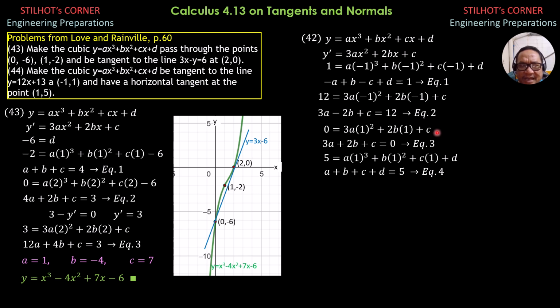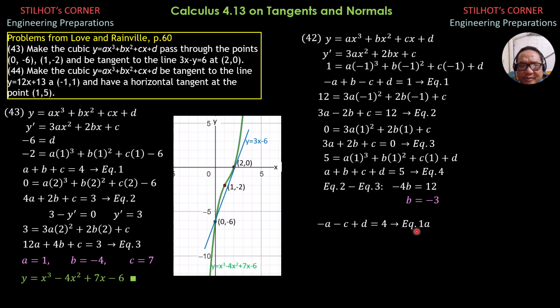Next, we can solve for b if we subtract equation 3 from equation 2. That is, equation 2 minus equation 3 will have negative 4b equals 12 minus 0, so 12. So that means b is negative 3. Having found b is negative 3, let's substitute it into equation 1. Then equation 1 becomes negative a minus c plus d equals 4.